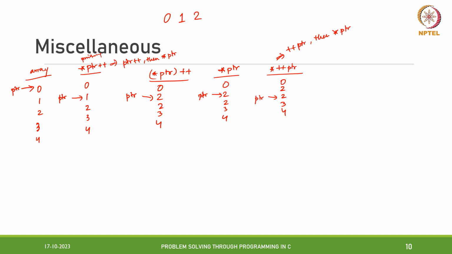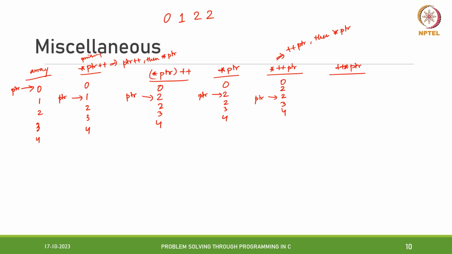The pointer will now point to the third element instead of the second element. Okay, and then you're saying star PTR. So what is the value in the third element? The third element, the value is still 2. Okay, and the last thing that you're doing is plus plus star PTR.